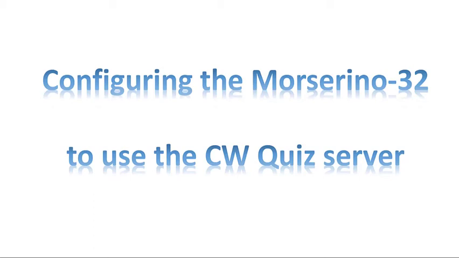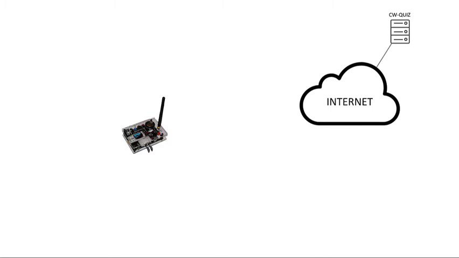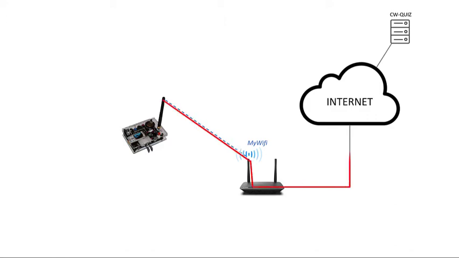Hello everyone. In this video we'll see how to configure the Morserino-32 to use the CW quiz server. This server is hosted on the internet and can be accessed with your Morserino using your home Wi-Fi connection. You probably have at home a Wi-Fi router or dedicated access point broadcasting an SSID, and in this case we'll use my Wi-Fi. And our first objective will be to configure the Morserino to use your home Wi-Fi connection to send strings of characters to the CW quiz server.